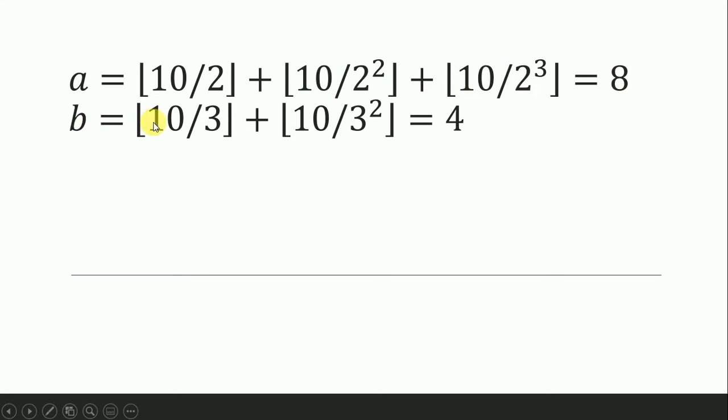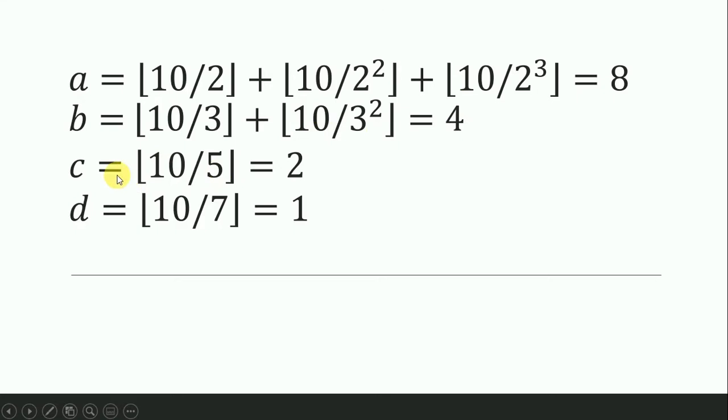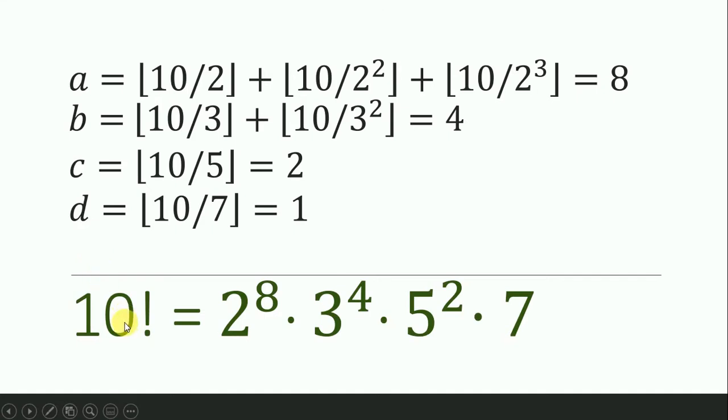b is for the prime factor 3, so that would be the floor of 10 over 3 plus the floor of 10 over 3 squared, which is equal to 4. c would be for 5, so that's the floor of 10 over 5, which is exactly 2. And d is equal to the floor of 10 over 7, which is 1. So substitute the values of a, b, c, and d into the original equation earlier. We would have 10 factorial is equal to 2 to the power of 8 times 3 to the power of 4 times 5 to the power of 2 times 7. So it's basically more systematic than the first solution that we had. So we could use this one. This is also a solution.